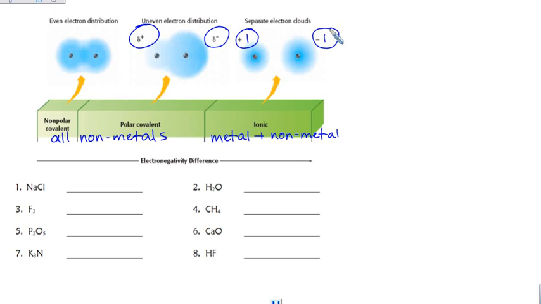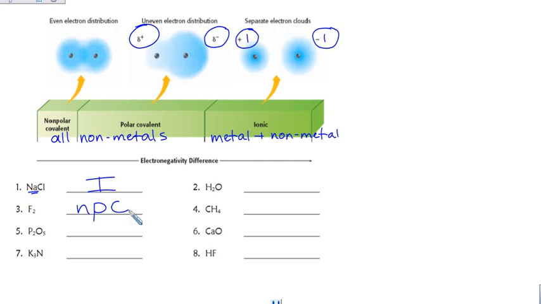Okay, so bond typing, very simple. If you see sodium chloride, you know it's ionic. Because sodium's a metal. It's metal, non-metal, I know it's ionic. If you skip to 3, fluorine, fluorine, we just mentioned it. It's the same non-metal bonded to itself. That is your non-polar covalent.